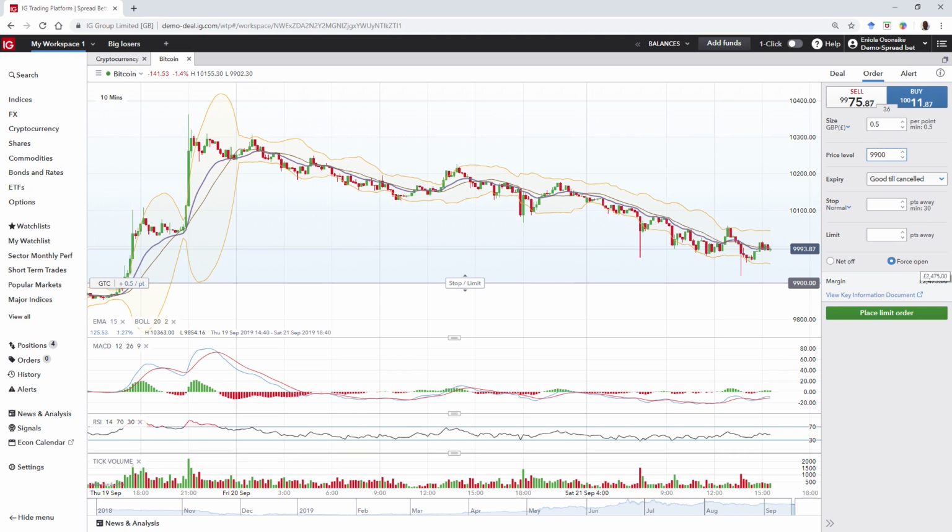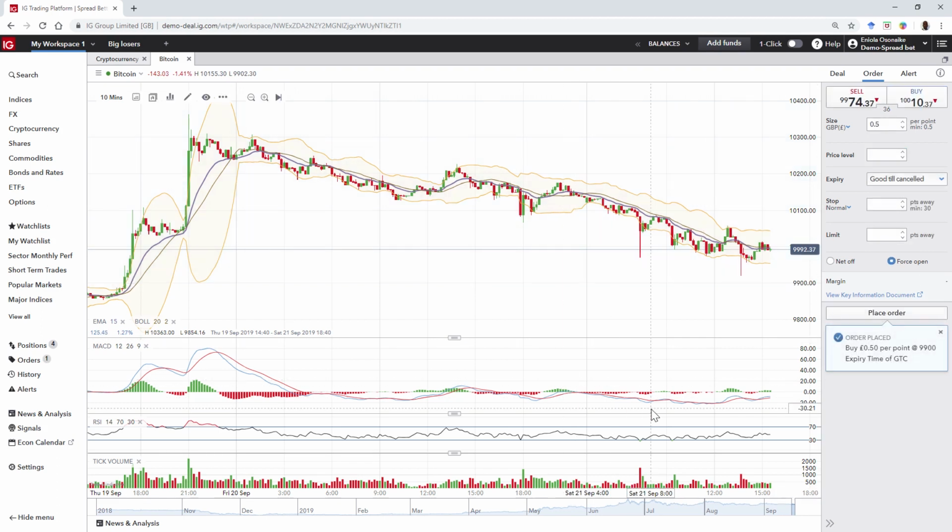I have to check the margin requirement. Yeah, I've got enough money in my account. It says I need £2,475 in my account to place this order. If I didn't have enough in my account, this would go red anyway. So I have enough to take a position. I'll just press limit order, and there you go.